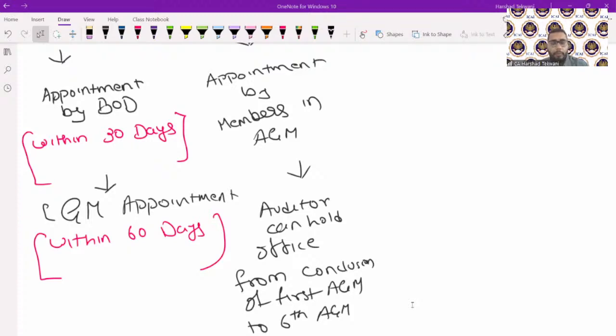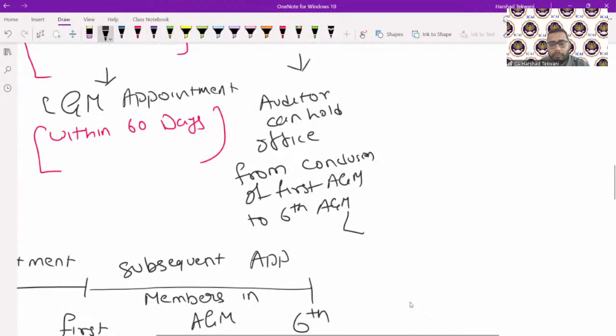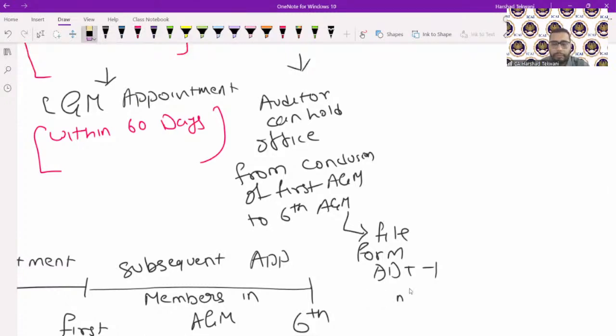Then, for example, now he is appointed. What is required to be done is to file form ADT1 within 15 days. A notice is required to be given to the registrar under form ADT1, with the certificate, within 15 days from the date of the meeting, the AGM we are talking about here. Clear?